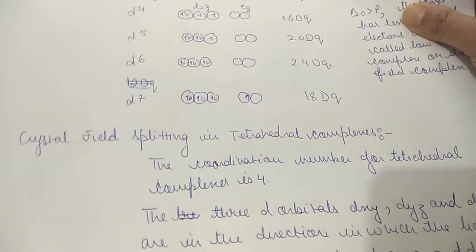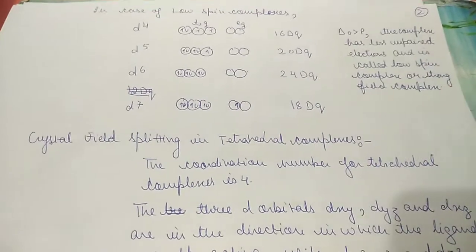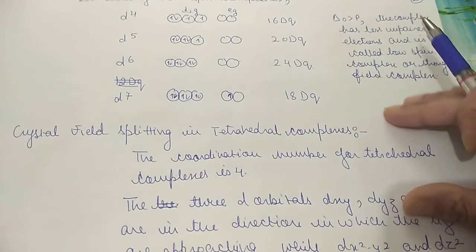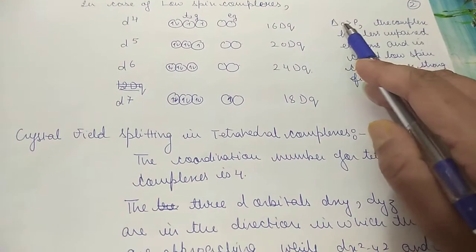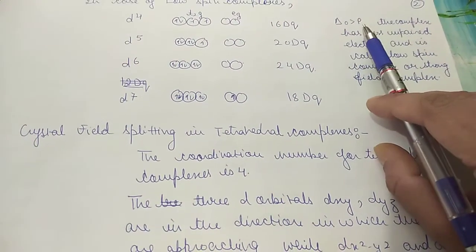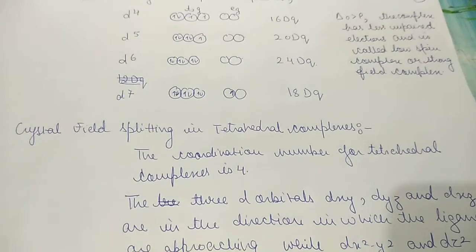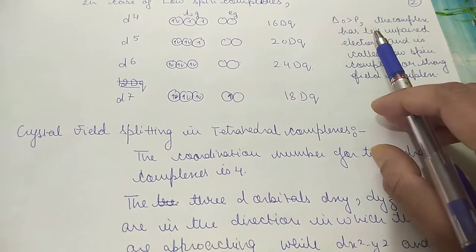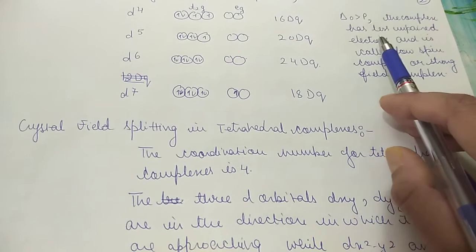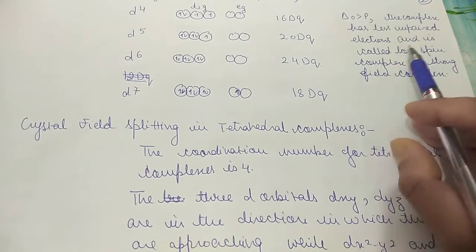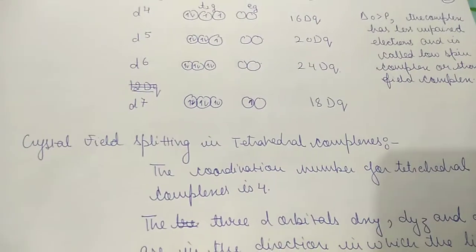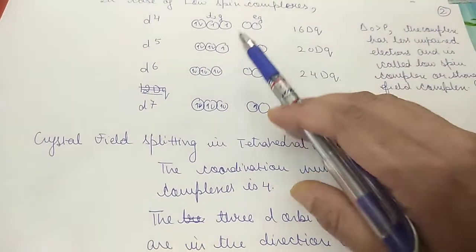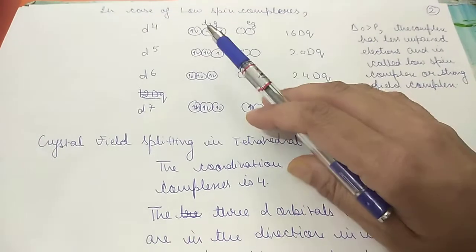Now in the case of low spin complexes, till d3 it will remain the same, because there is no requirement of pairing till d3. Now if this delta naught is greater than P, that is, the crystal field splitting energy is greater than the pairing energy, the complex has fewer unpaired electrons and is called a low spin complex or strong field complex. Means here the pairing will occur. So pairing will start from d4.